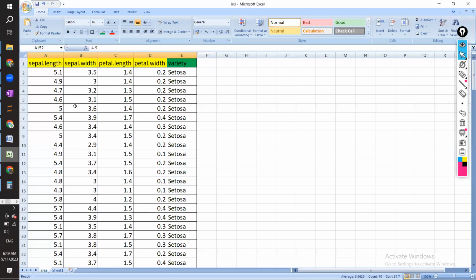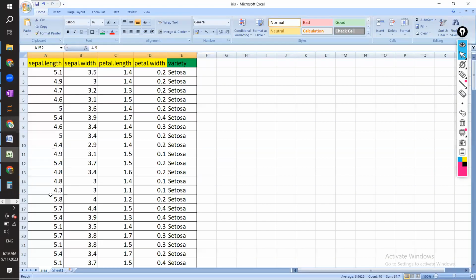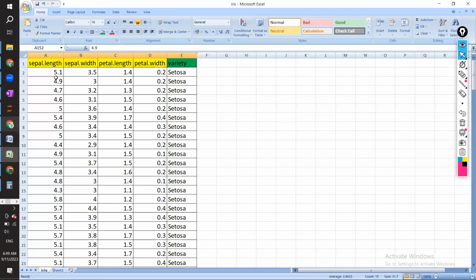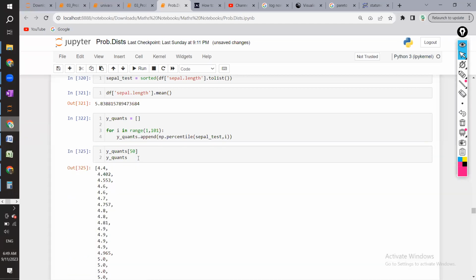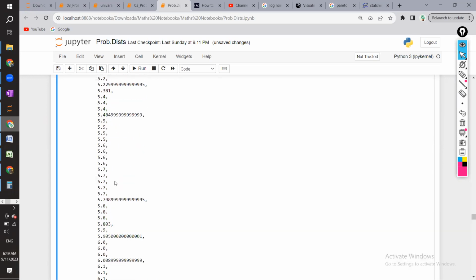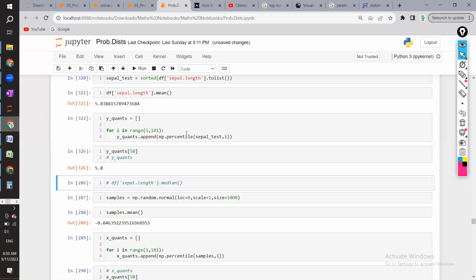Yes, Santosh. In the sense, what did we take? Sepal length, right? Sepal length, in this data set. This sepal length median will be 5.8. And these are all the quantiles. Every quantile. And obviously the last one will be the maximum value, the 100th percentile. And this is the minimum value.